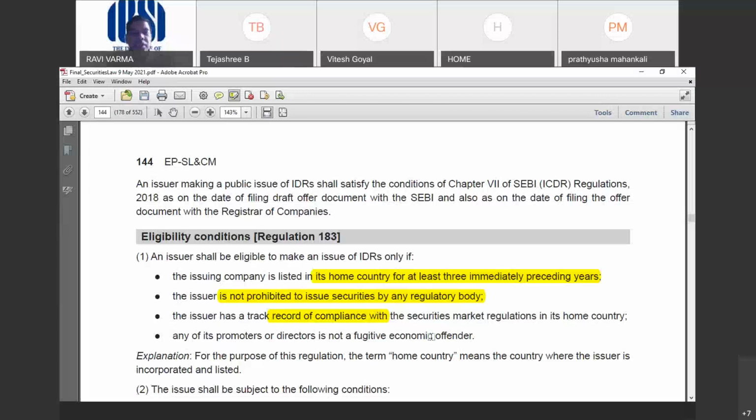And lastly, that fugitive economic offender, and in fact now willful defaulter is also covered, that they should not be covered under those conditions. Right? So for the IDR issuance, these conditions are to be satisfied. And minimum offer size, please do write, minimum offer size for the IDR should be 50 crore, 50.